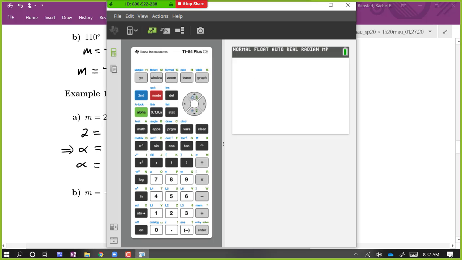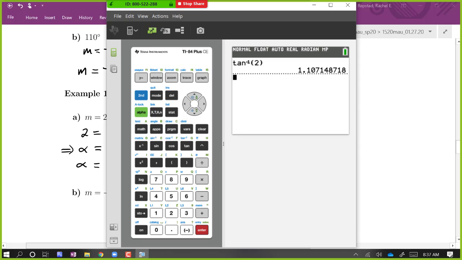And on the calculator, they use the superscript -1 notation. So you hit the second button and tan. That superscript -1 tells you it's the arctan or the inverse tan function. Plug in 2 and I get 1.107.